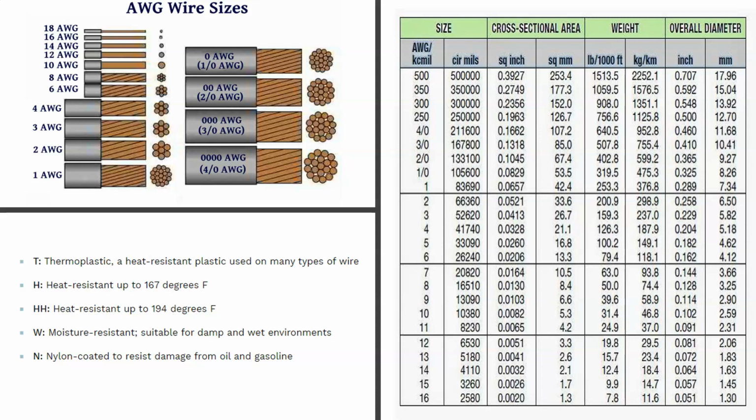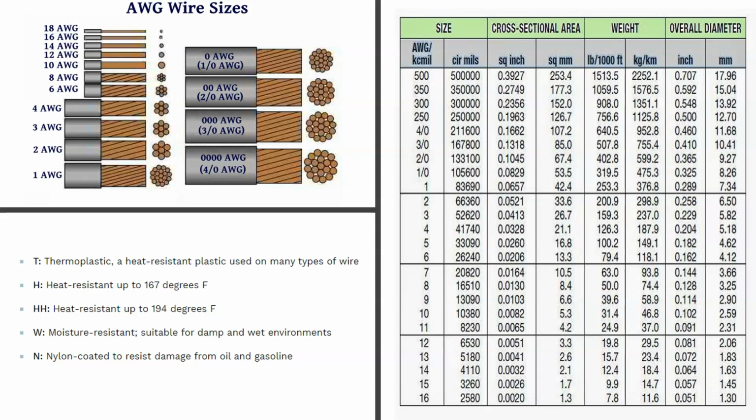Now on the bottom left hand here, we can see we have these bold letters T, H, HH, W, and N. These are a couple examples of common markings on different types of conductors. And you can see each one of these markings will have a given meaning. So for instance, a single H tells us it is heat resistant up to 167 degrees Fahrenheit, which is equivalent to 60 degrees Celsius. HH tells us it's heat resistant up to 194 degrees Fahrenheit, which would be 75 degrees Celsius. And a W tells us that it is moisture resistant and suitable for damp or wet locations.